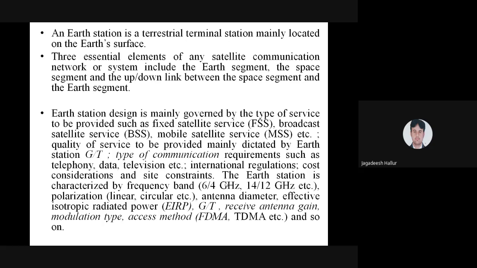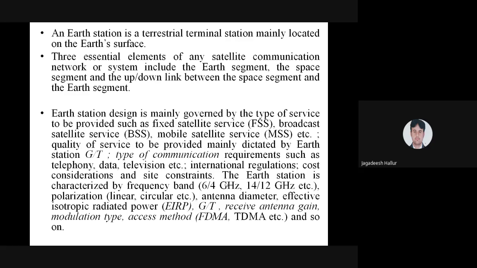Linear is nothing but a straight line, and circular is circular. When a satellite is revolving around the earth, it should be in a linear or in a circular orbit. Antenna diameter, you have to consider the antenna diameter. And I have told you that the effective isotropic radiated power is one of the important performance parameters.